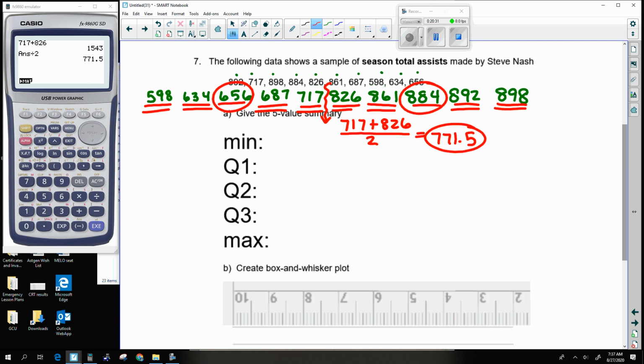All right, so my 5-value summary. The minimum is the smallest number of the list, and that is 598. The largest number, the max, is 898. The quartiles come in the order small to big, so that's 656, 771.5, and 884.